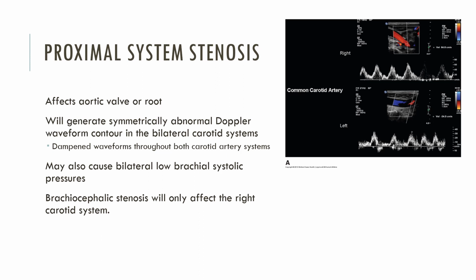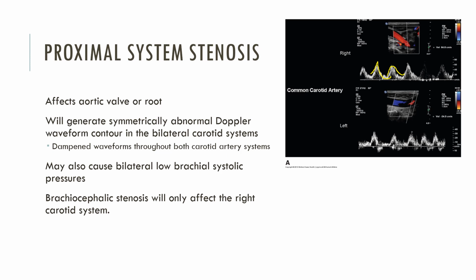Proximal system stenosis really refers to anything proximal to the carotid system. So this would be something that is really at the aortic valve or the root. So there could be significant stenosis at the aortic valve or the root, which would mean there's a decrease in blood volume that's getting to the carotids. So in this case, it would have that kind of post-stenotic appearance. You might see something that looks like this, kind of a tardus parvus, dampened waveform, spectral broadening.